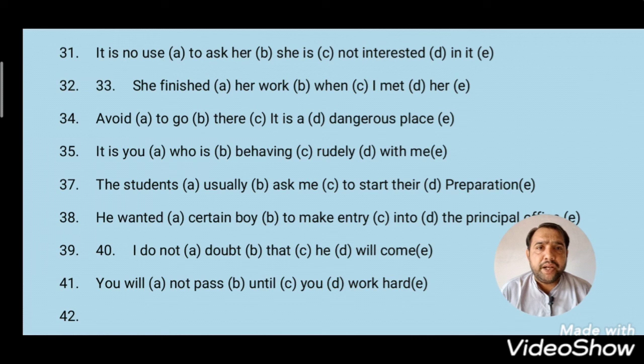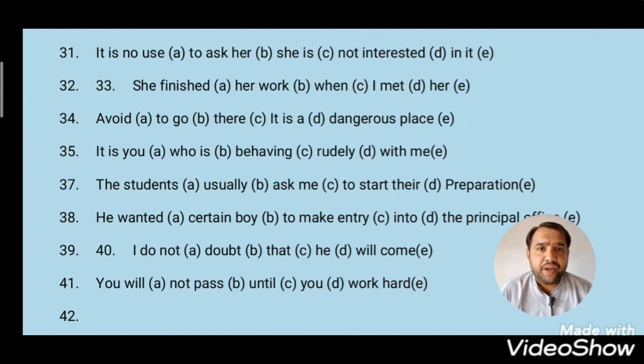According to number 34, avoid to go there. It is a dangerous place. Guys, there is also a structure. Avoid always takes an ing form. So here we should say avoid going there. It is a dangerous place.